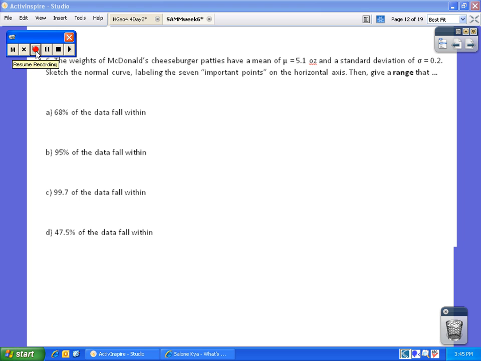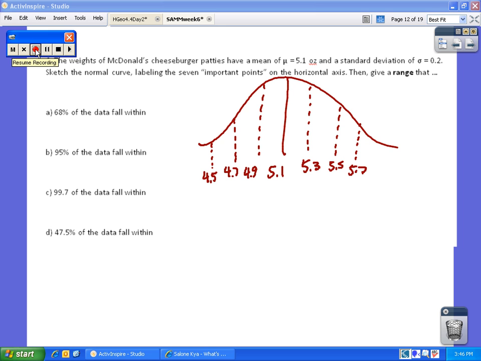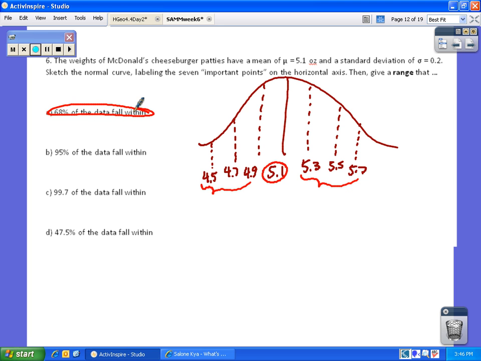Number 6. The weights of McDonald's cheeseburger patties have a mean of 5.1 ounces and a standard deviation of 0.2 ounces. Sketch the normal curve, labeling the 7 important points of the horizontal axis. So I'm going to do that first. For my sketch, I drew a bell curve with the mean, 5.1, right in the middle, and then I labeled my other important points. If I want a range that 68% of the data fall within, according to the empirical rule, 68% of the data fall between -1 sigma and +1 sigma. So my range would be 4.9 to 5.3.